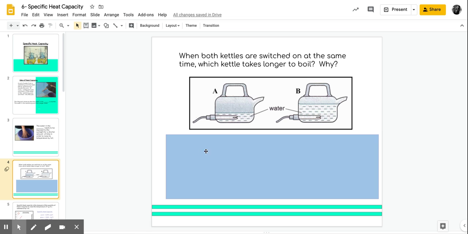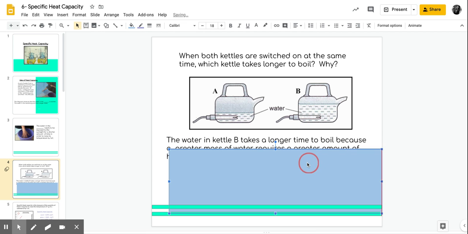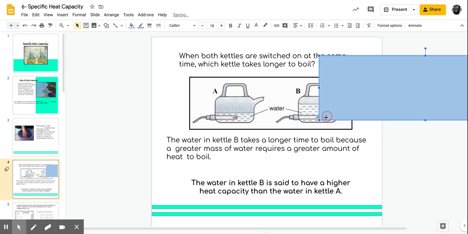So when both kettles are switched on at the same time, kettle A, kettle B, which one is going to take longer to boil? Well, I'm hoping you can tell me that kettle B is going to take longer. And this is because kettle B has a larger mass of water in it, so it has what we call a higher heat capacity compared to kettle A.